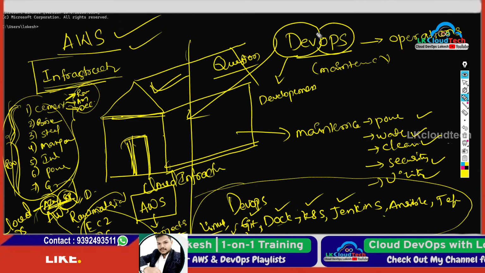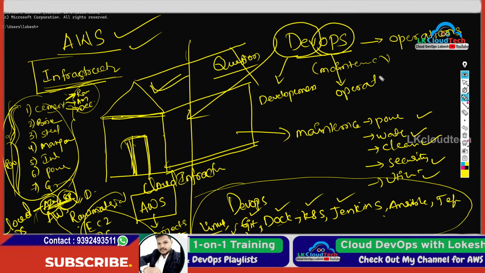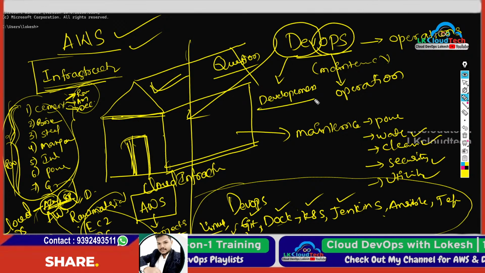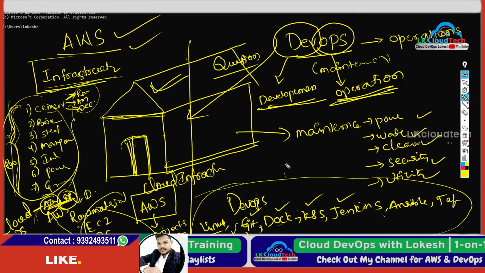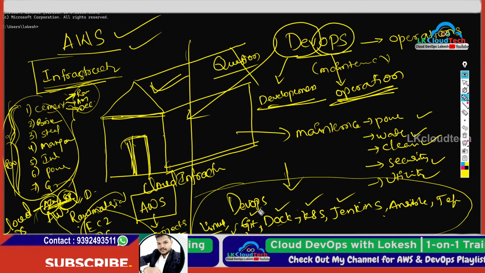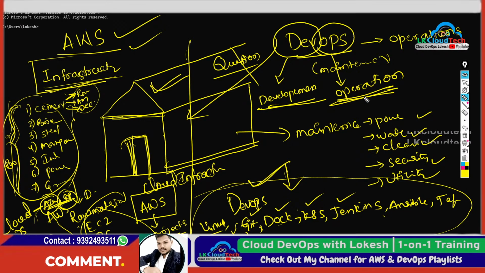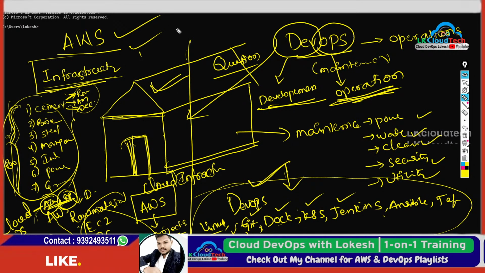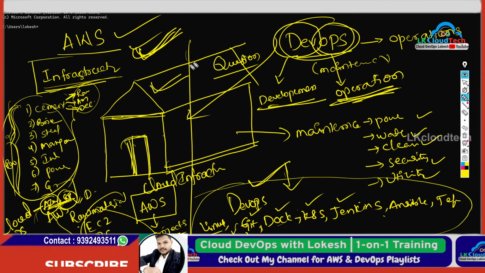Ops means operations. Got it. So development means development-related operations we are doing by using so and so tools. You understood? By using all these tools, we are going to maintain development and operations. So this infrastructure got ready. To maintain it, who will maintain? DevOps people will take care of this.